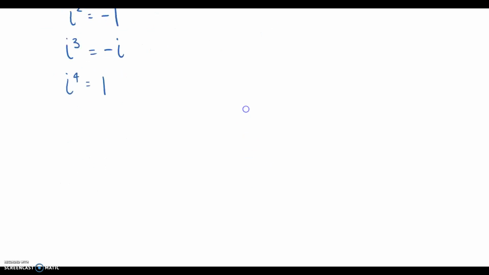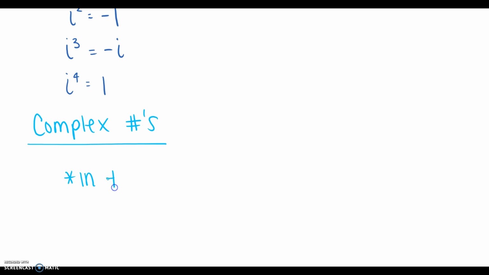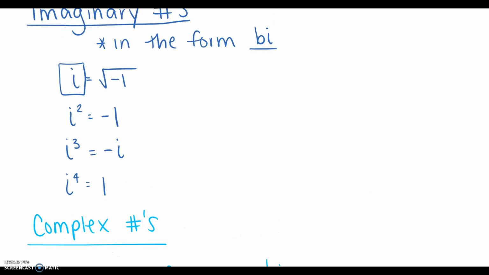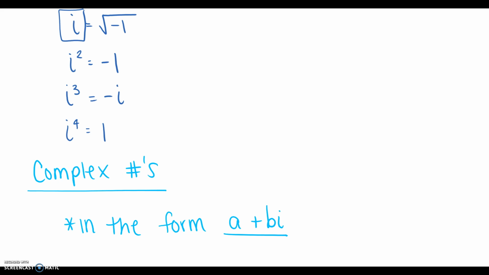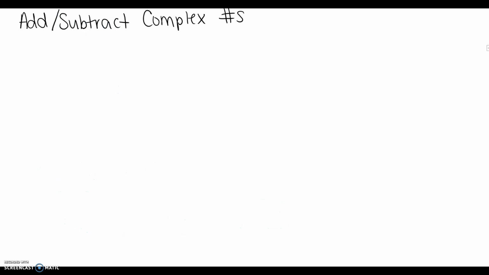Complex numbers are in the form a plus bi. So the difference between imaginary and complex is imaginary is just like i or something times i, and then complex numbers is this whole number because it's i plus a real number. So we're going to start by talking about how to add and subtract complex numbers. Alright, so we're going to start with an example.